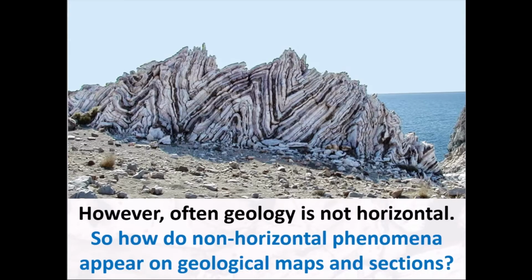However, often in geology, rocks aren't horizontal and other features aren't horizontal. Quite often they'll have some sort of dip to them. So our question is, how do non-horizontal phenomena appear on geological maps and sections?